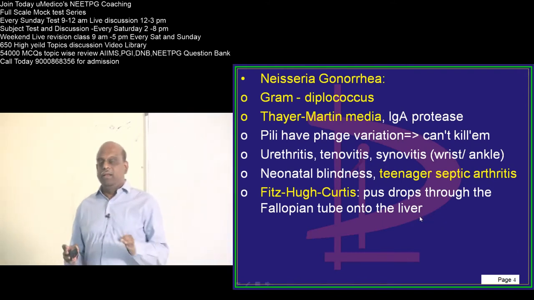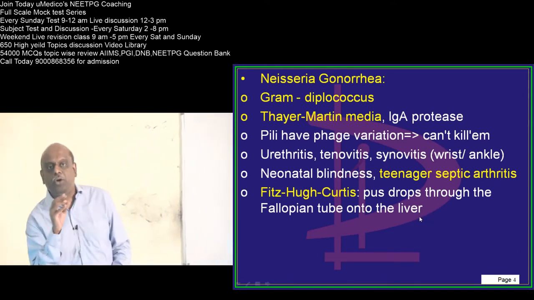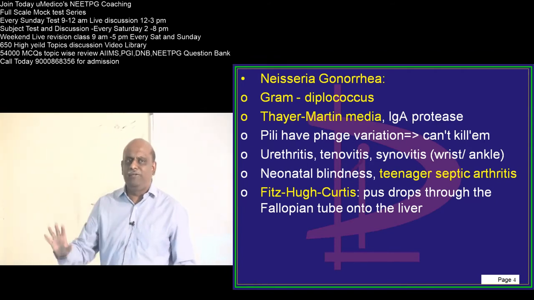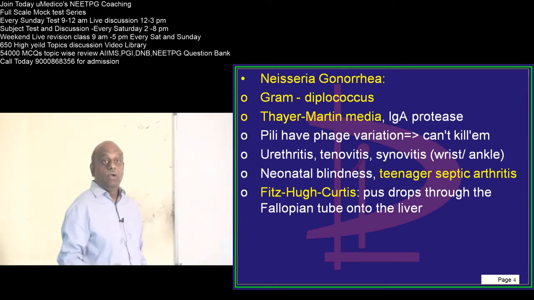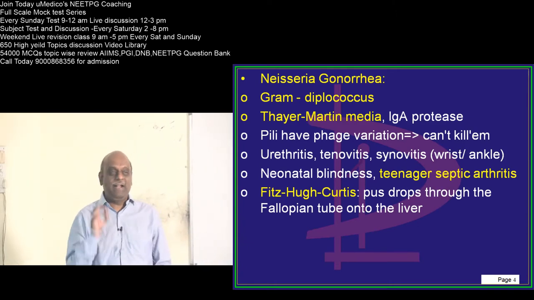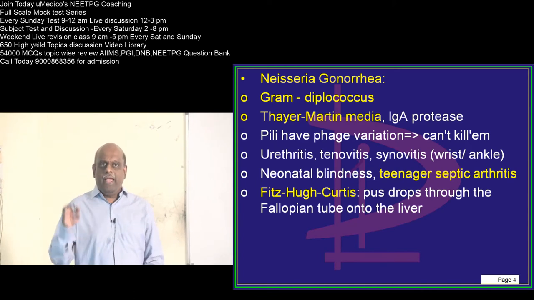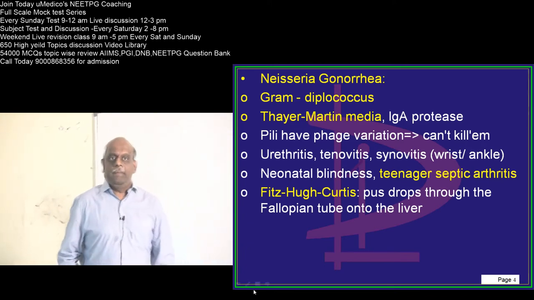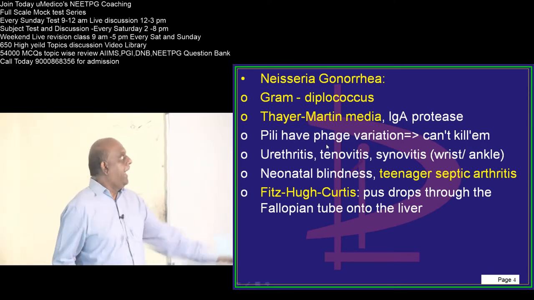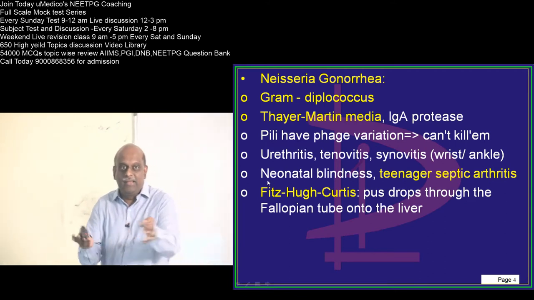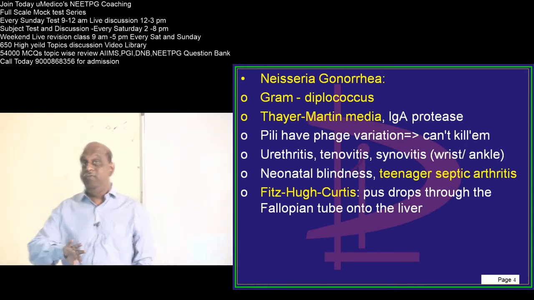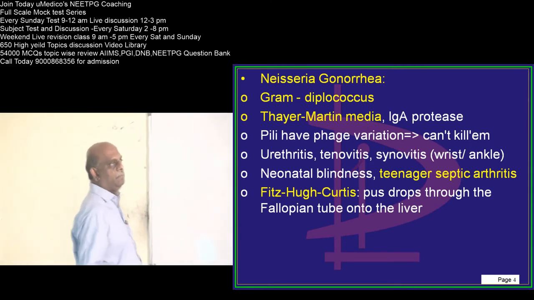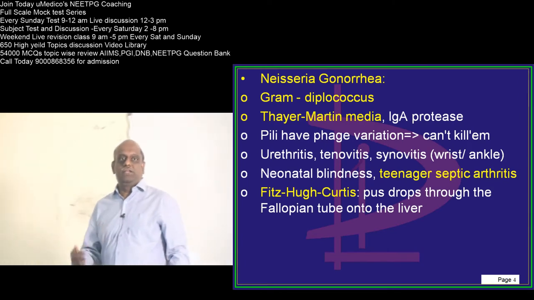Now comes the Neisseria gonorrhea. 4 to 5 important points about it. It is a gram-negative diplococcus. Now all of you know very well. Then, what is that medium you should not forget when it comes to gonococcus? Thayer Martin's medium is the one which you should not forget. It produces IgA protease, and the pili that it is having, they can show a variation of the phase variation. And because of that, it is difficult to kill them.